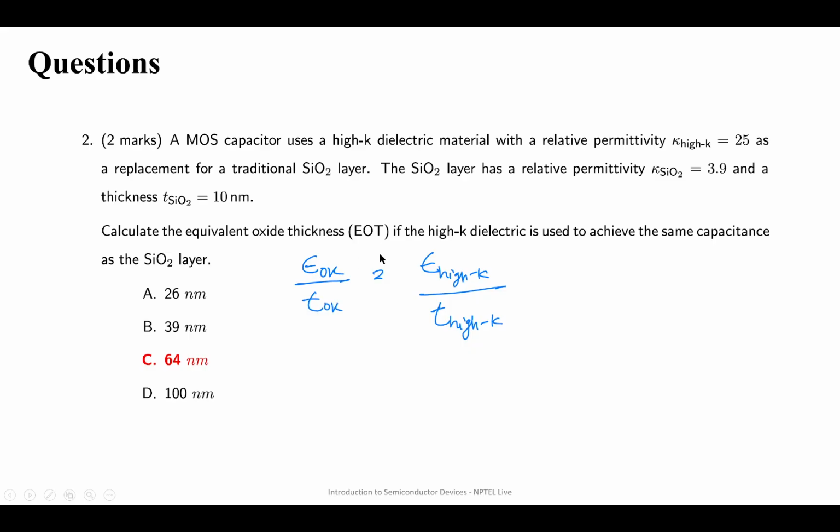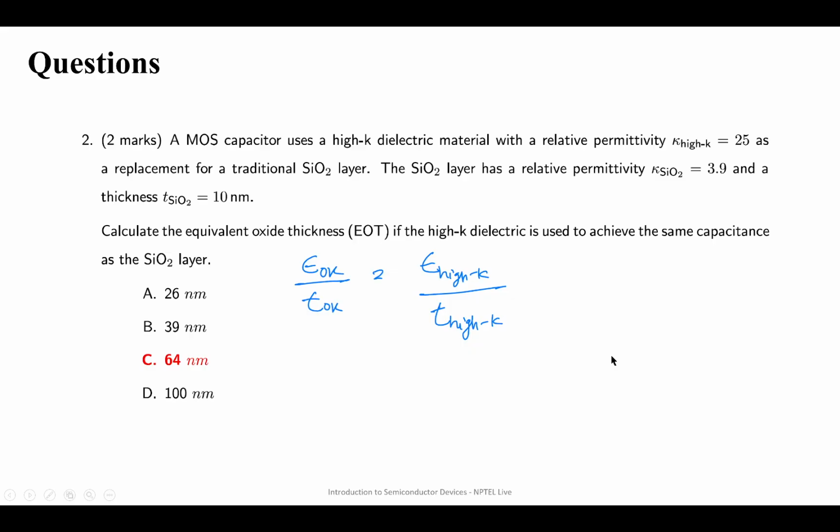So epsilon SiO2 will be equal to kappa SiO2 into epsilon naught, and epsilon high K will be equal to kappa high K into epsilon naught. So epsilon naught you can cancel. If you take T high K on one side and T ox and kappa SiO2 on the other, you will get T high K equals kappa high K divided by kappa SiO2 into T SiO2.